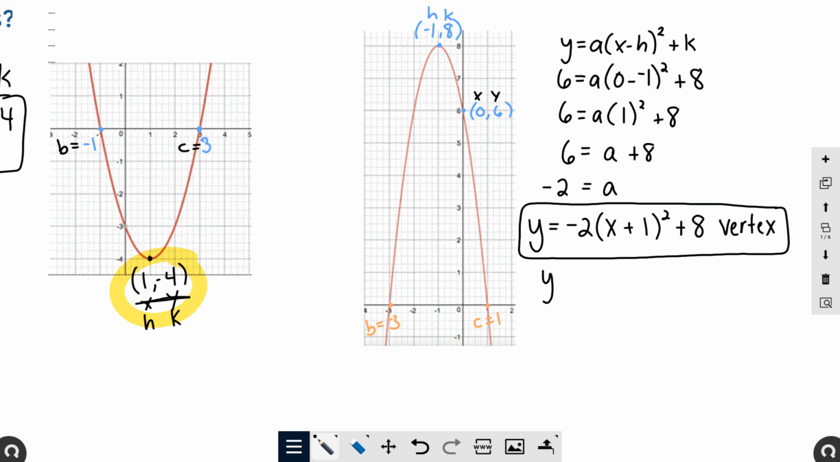So when you want to write your factored equation, we're just going to plug in. So remember, once you solve for A, just plug into the other one. If you used factored, now use vertex. If you did vertex, now do factored. So it's y equals A, which is -2, times x minus -3, which will change to plus 3, and then x minus 1.